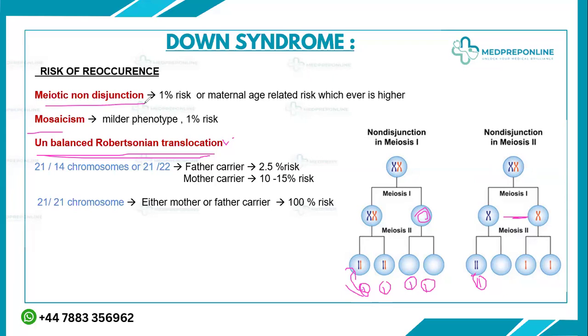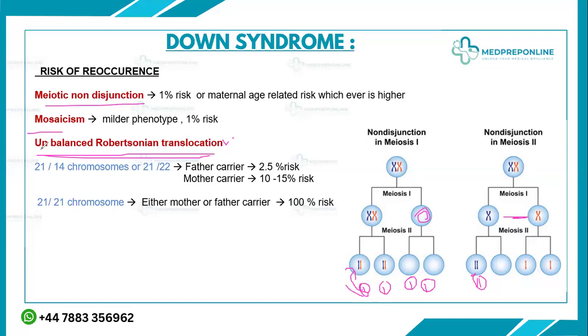Then mosaicism is a milder phenotype. Mosaicism depends because some of the cells are affected and some of the cells are not affected. So a milder phenotype, and only a 1% risk of recurrence will be there.